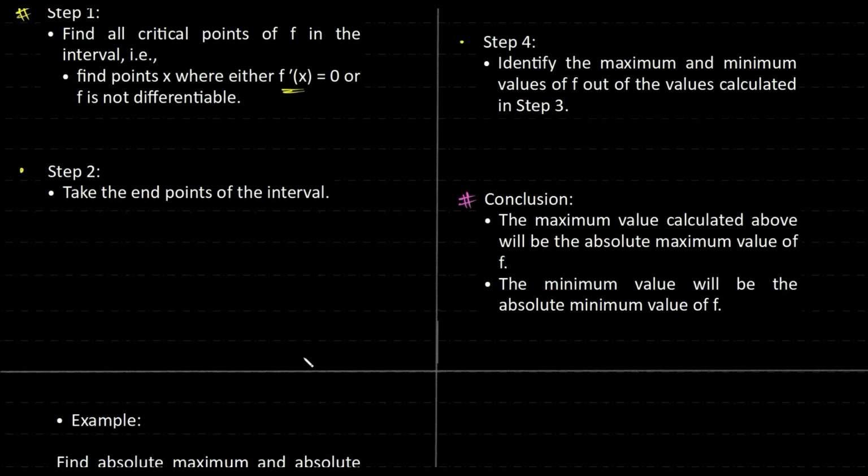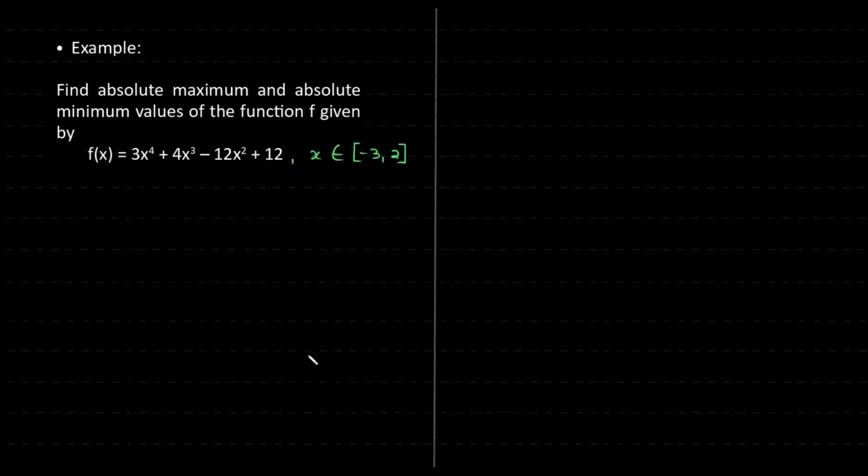Okay, now at the end of it, we have an example, so I'll make it very clear. So the funda is quite simple. We have a function f of x whose absolute maxima and absolute minima we have to find for the interval -3 to 2. Now -3 and 2 are included, right? So we have to keep that in mind.